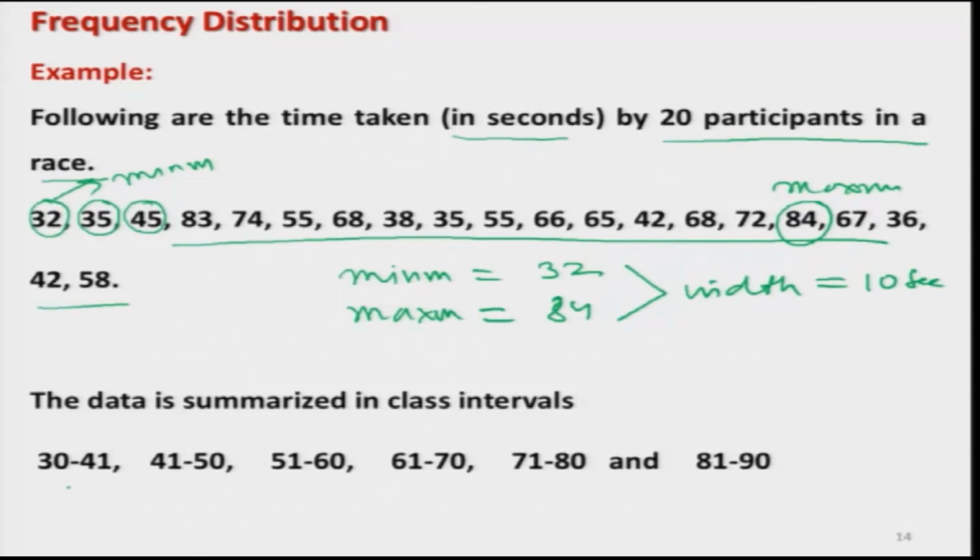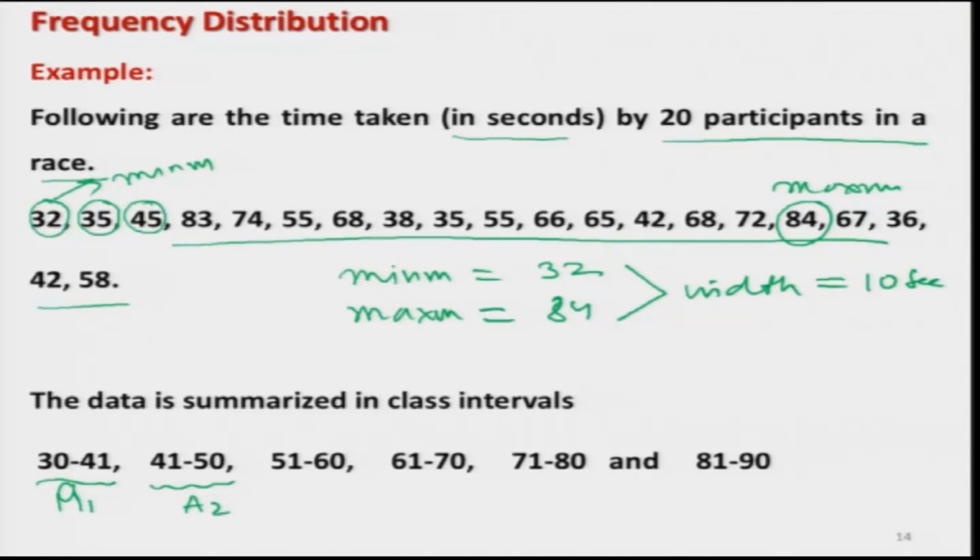Class 1, say here A1, this is consisting of 30 to 41 seconds. That means this interval A1 will contain all the values of the time which are lying between 30 seconds and 41 seconds. And similarly, the next class is A2, which will contain all the values between 41 seconds and 50 seconds. And similarly, I have here class A3, A4, A5 and here A6.